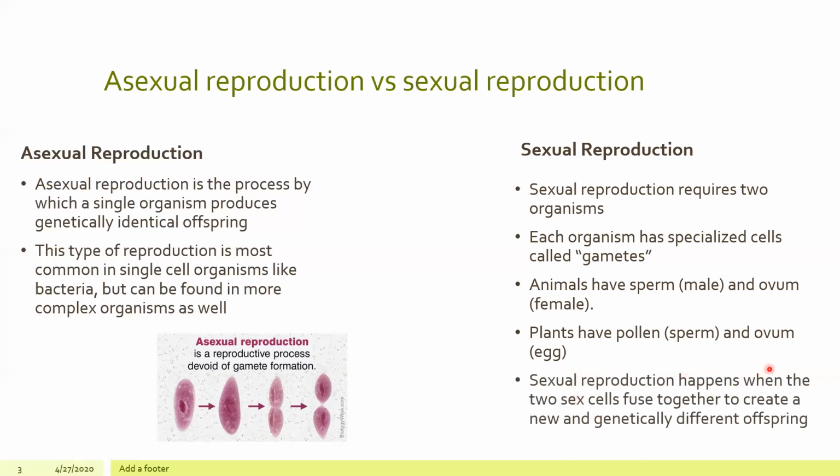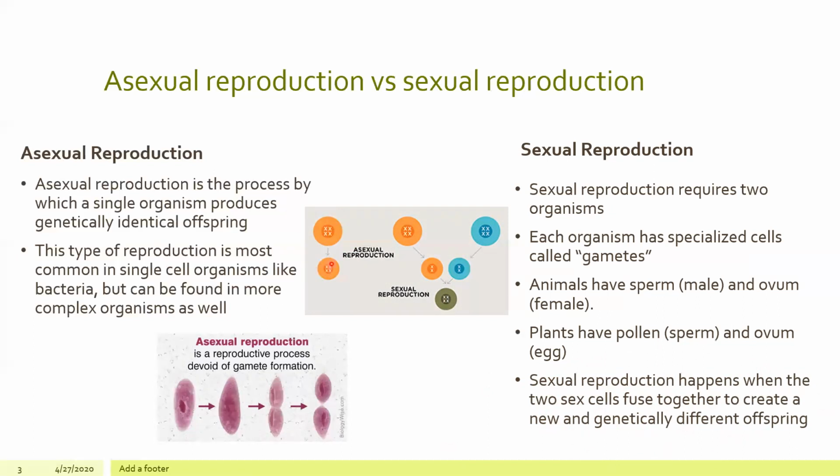Sexual reproduction happens when the two sex cells fuse together to create new and genetically different offspring. And this is a huge sticking point. These are fusing together to create new and genetically different offspring. So like this, this would be asexual reproduction, where I'm taking one and I'm making an exact replica copy of another. This is more sexual reproduction, where I have male, female, blue, orange, and I'm taking half of their chromosomes and I'm putting them together to make a brand new one. Take half of these, make this new one.